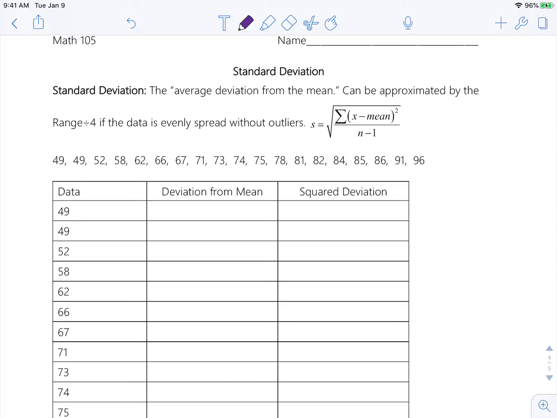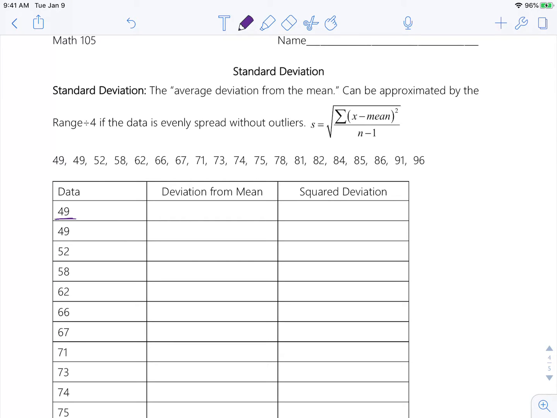Hi class. We have one last thing to discuss in 3.4, and that is standard deviation. So this tells us the average deviation from the mean. In other words, if we just look at 49, how many deviations is it from the average that we found? Because if it's really, really far away, then that lets us know something, and especially if this is a symmetric distribution, that tells us even more. And we will get into that later.